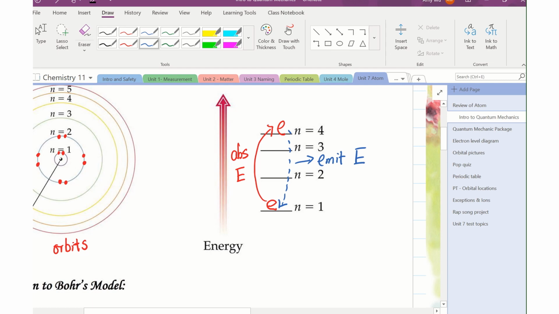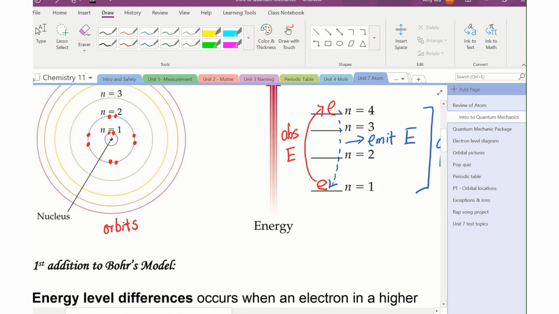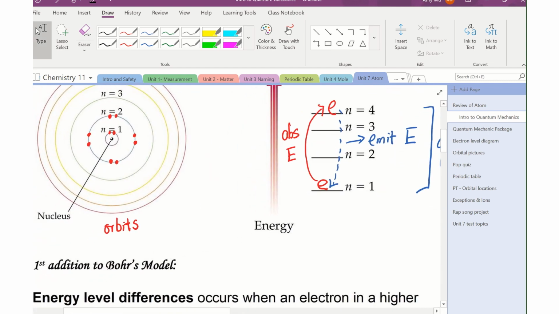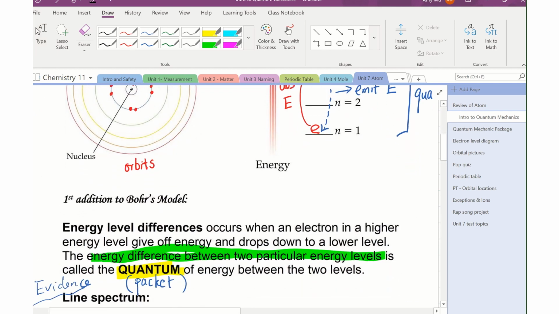The energy difference here, from energy level 1 to energy level 4, we call a quantum. It doesn't matter which level to which level, as long as it's the difference between one level and another level, we call it a quantum. It's just the energy difference between one level and the other. So that's one additional thing we add to Bohr's model.